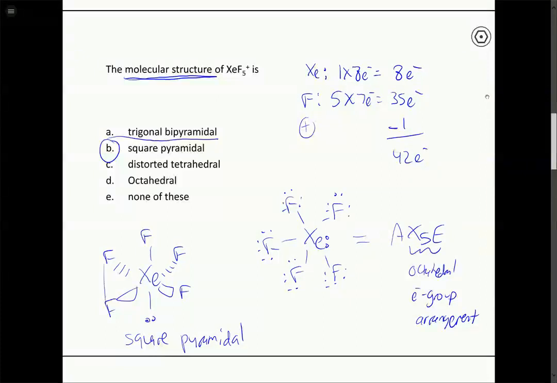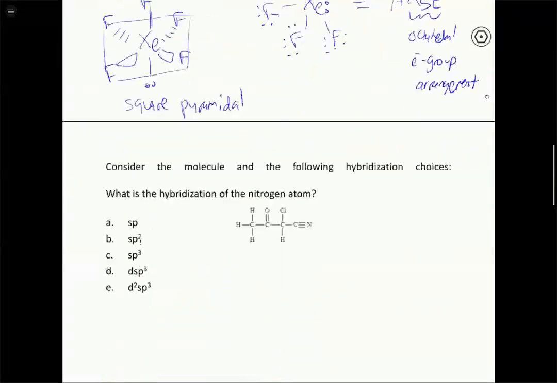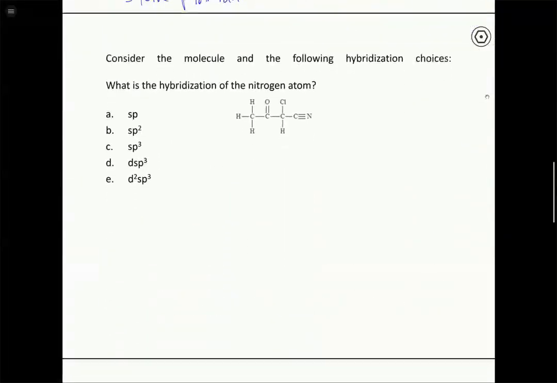So you have a square of fluorines, and then you have one apical fluorine, which is our square-based pyramid. That's why we call it that. Okay, so don't try to take any shortcuts on these. You have to know not only the number of atoms that are bonded to the central atom, but also the number of lone pairs. We did have difficulty with one of these problems dealing with hybridization.